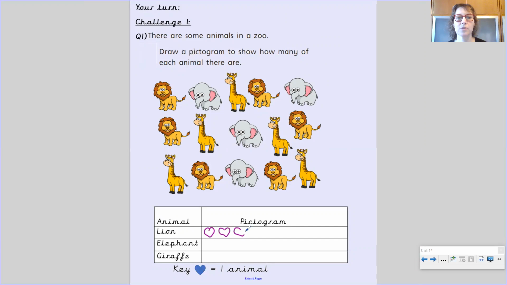I told you I'm not very good at drawing hearts. Oops. And then elephants, we've got 4. And again, make sure you line them up really carefully underneath the ones from before. And then the giraffes. So count how many giraffes you've got. 1, 2, 3, 4, 5, and make sure you put those underneath. So just fill in the pictogram. That's all you've got to do for challenge 1.